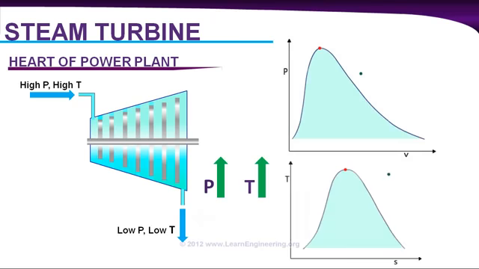I have drawn two graphs here. One is a pressure-volume graph, the next is a temperature-entropy graph. These are the vapor domes of steam. Inside of this dome is a mixture of liquid and vapor, the right side will be completely vapor and the left side will be completely liquid. And this is our starting point, a high pressure, high temperature steam.